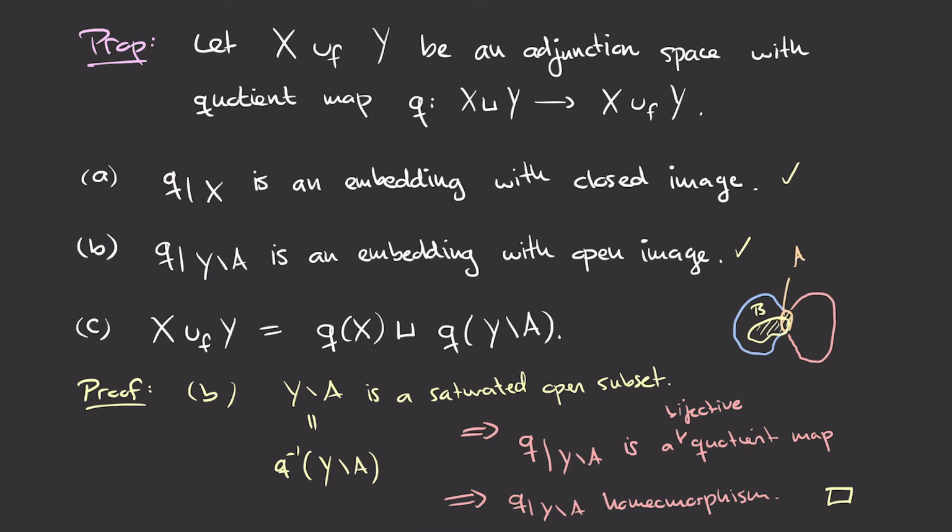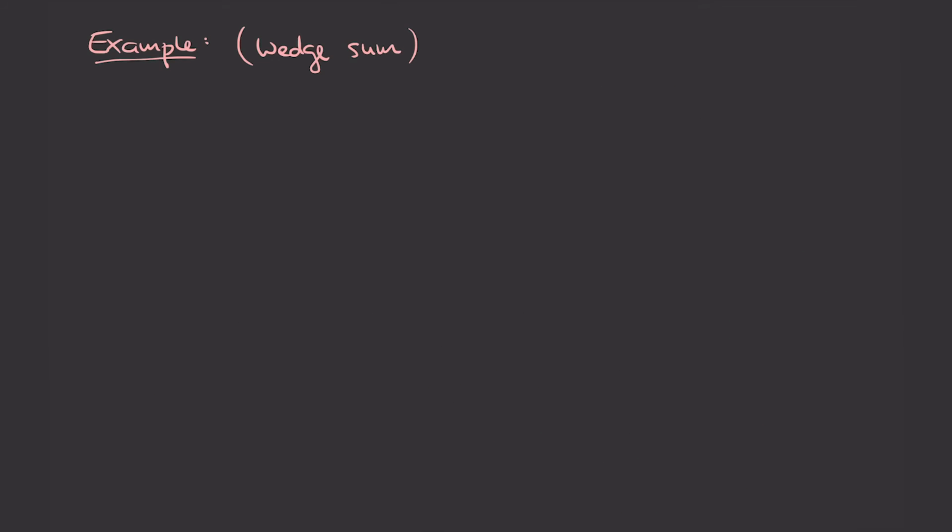And the point of this proposition is basically just to show that we can think about this adjunction space as being the space X glued to Y along A, and we can decompose it into the original space X and into Y minus A, and the original space X in this decomposition is a closed subset, while the space Y minus A is open. Let's move on to some examples.